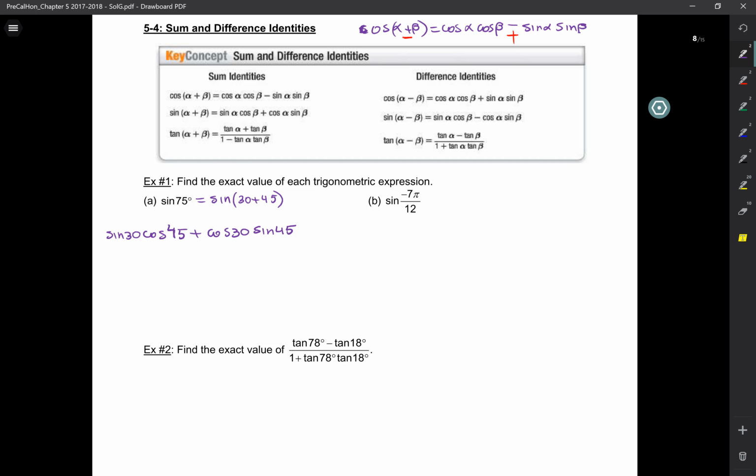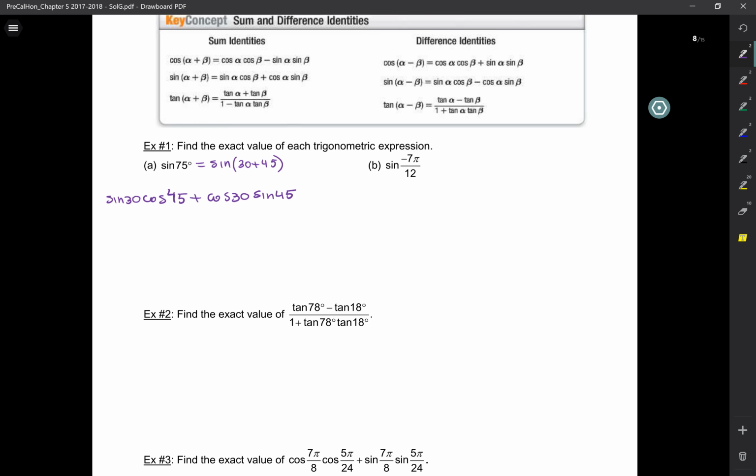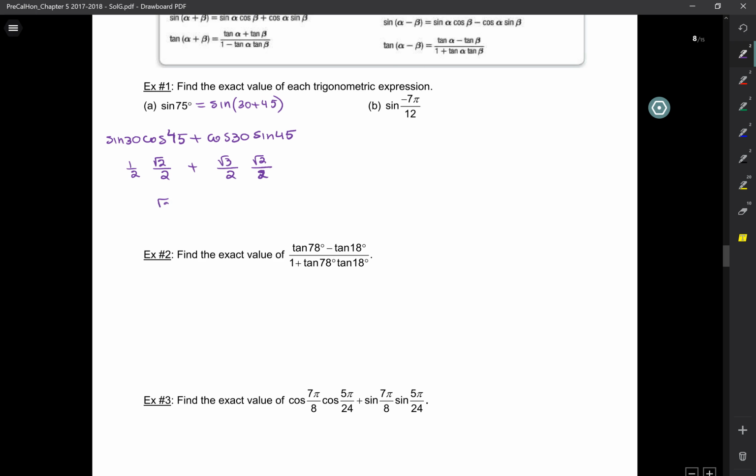So now this is why we need to know these quickly. We need to be able to do these quickly. Sine of 30, 1/2. Cosine of 45, root 2 over 2, plus cosine of 30 and sine of 45. So with the 30 and the 60, if sine is 1/2, then cosine has to be the other one. If sine is root 3 over 2, then the cosine of it is just going to be the other one. So it's almost automatic. So now I have root 2 over 4 plus root 6 over 4, which I then combine and do root 2 plus root 6 over 4.